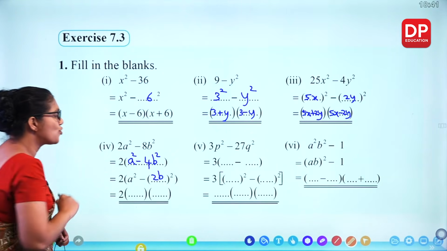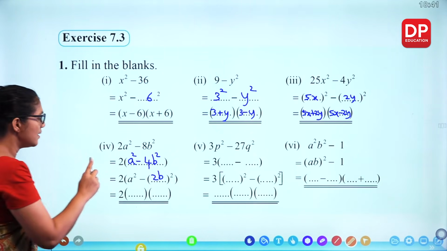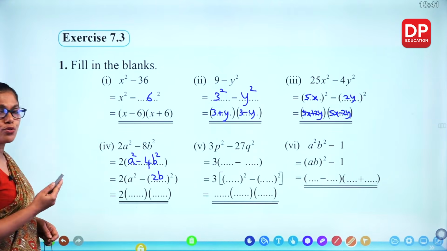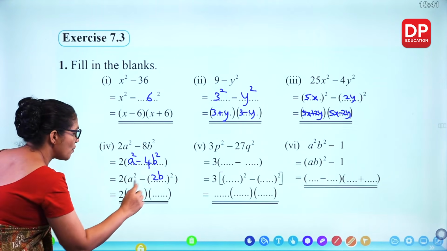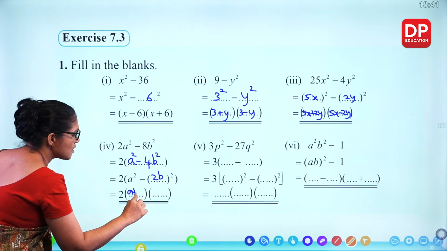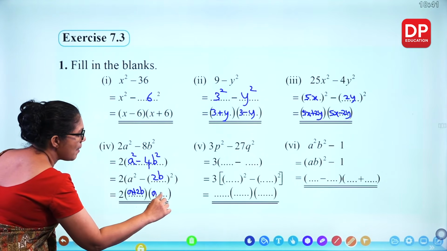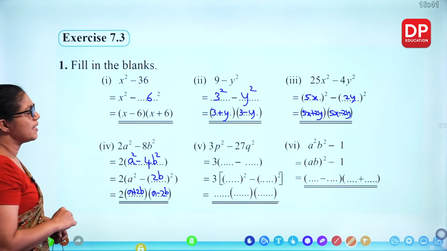I can write 2b whole thing squared. Now, again, difference between two squared comes here. So, what's the answer? A plus 2b, a minus 2b.